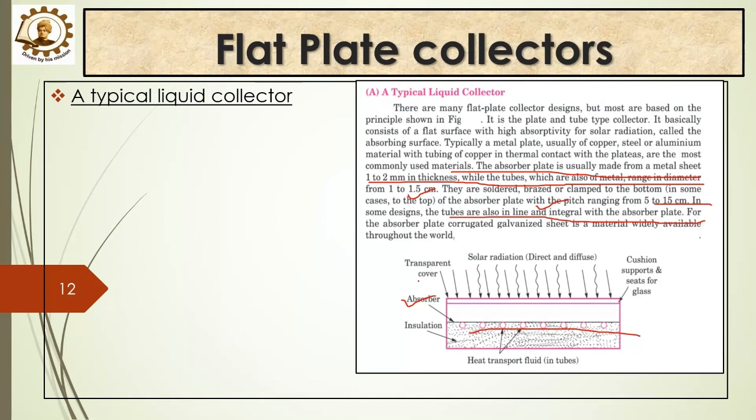So what we do is that it's a transparent cover. So these are the diffuse radiation, this is the beam radiation, and there is a cushion and support seats for the glass cover. There should be a cover for the collector. Then we have the absorber plate, then we have the tubes where the liquid is flowing, and we also have an insulation to reduce any amount of heat loss. So the insulation is provided so that whatever the solar radiation heat is trapped, the major amount can be transferred to the liquid or the fluid that is flowing through these tubes or pipes.